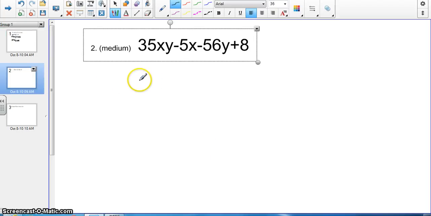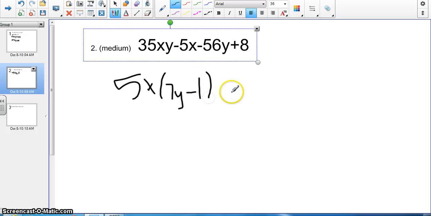Okay, now for a harder problem. There's two variables, and the greatest common factor for the first two terms is 5x. So you take a 5x out, and you're left with 7y minus 1. And then for the second half of the equation, you take out a negative 8, and you're left with 7y minus 1.